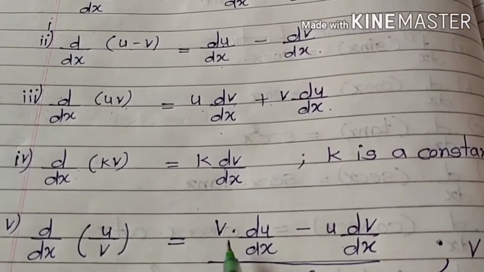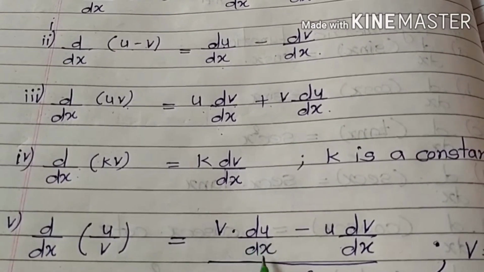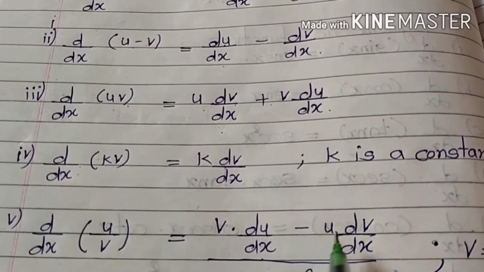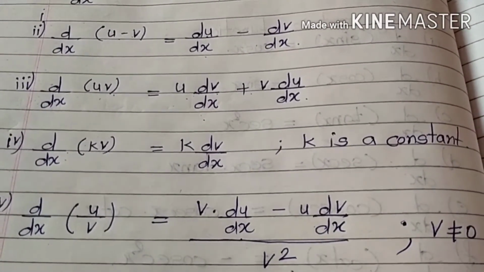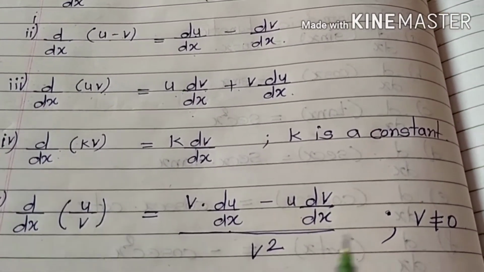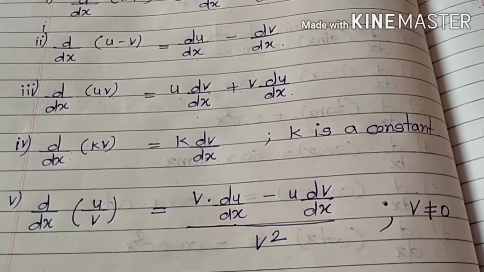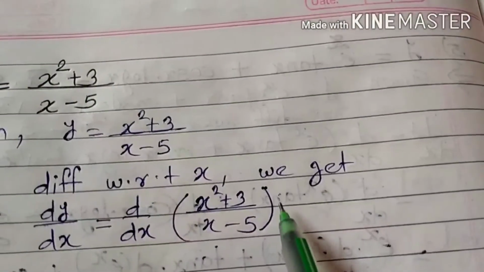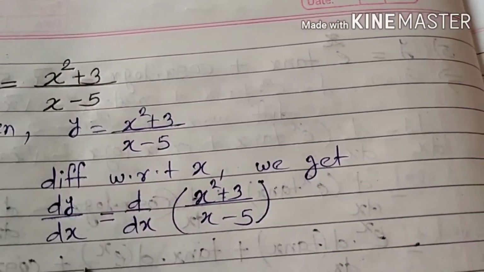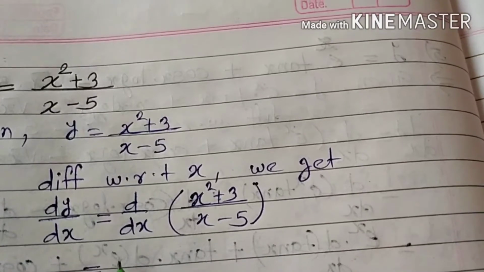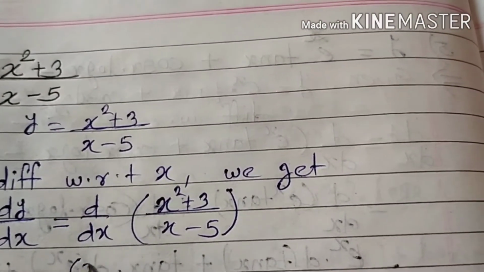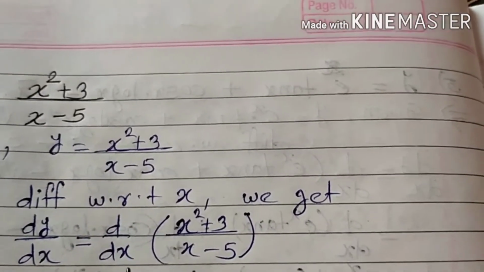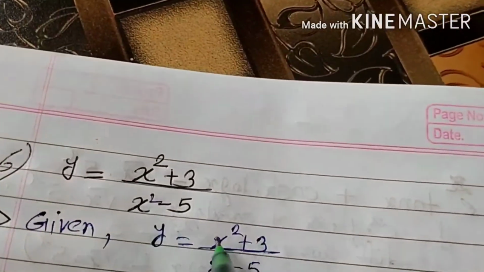Derivative of u upon v is second function into derivative of first function, then minus first function as it is and derivative of second function, upon square of second function. So we use this rule. This is our first function and this is our second function. So here x minus 5, sorry, it is x square minus 5, make it correct.